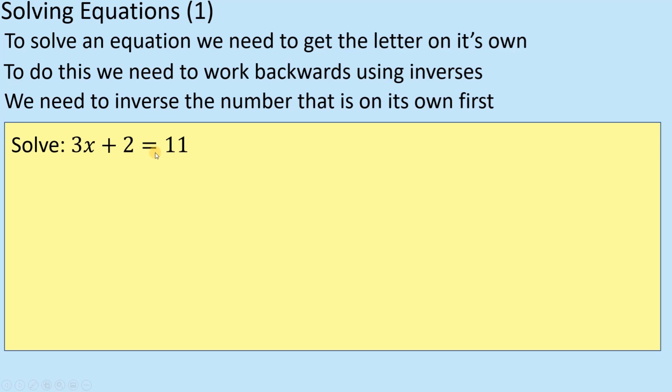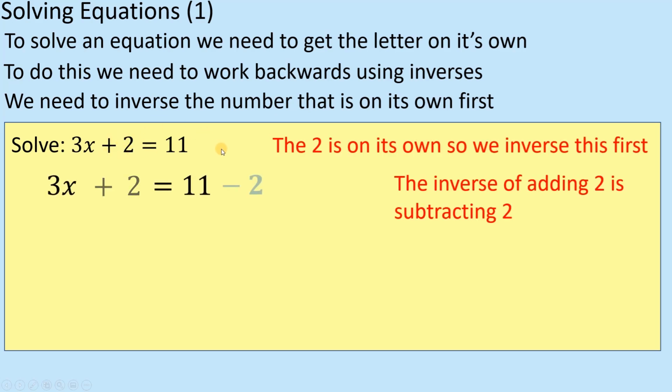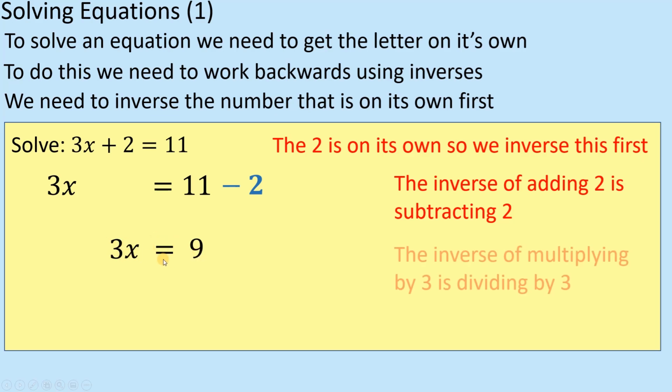When we're writing that down, we restructure it so that the examiner can see what we're doing. We take away 2 from both sides, so the plus 2 comes across and becomes a minus. That's the inverse operation taking place. The 2 is on its own, so we inverse that bit first, which is why we say inverse the number that is on its own first. That gives us 3x equals 9, and then we divide by 3 because this is currently times by 3, which gives us x is equal to 3.